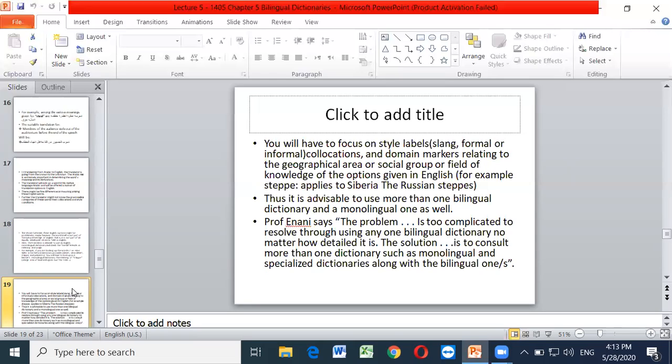I repeat what Professor Anani has said. The problem is too complicated to resolve through using any one bilingual dictionary, no matter how detailed it is. The solution is to consult more than one dictionary, such as monolingual and specialized dictionaries, along with the bilingual ones.